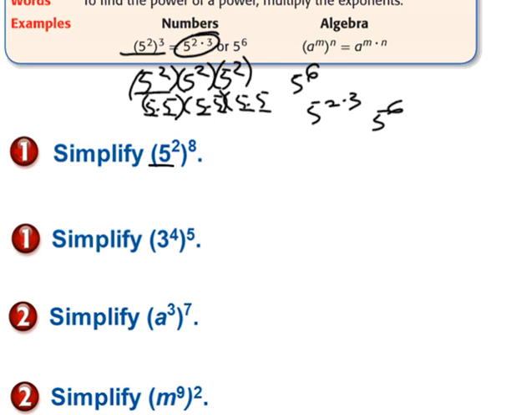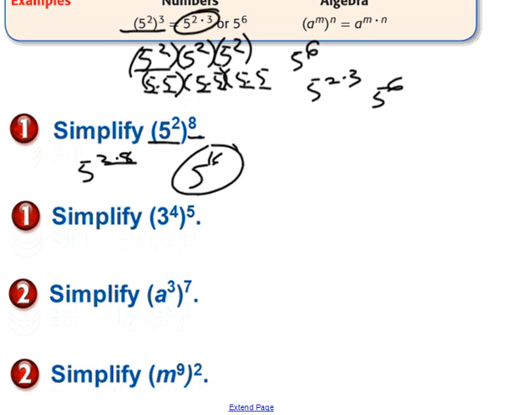Simplify 5 squared to the 8th power. That would be 5 squared times itself 8 times. So it would be 5 to the 2nd power times 8. 2 times 8 is, of course, 16. So it would be 5 to the 16th power. Or here, it would be 3 to the 4 times 5. 4 times 5 is, of course, 20. So it would be 3 to the 20th power.